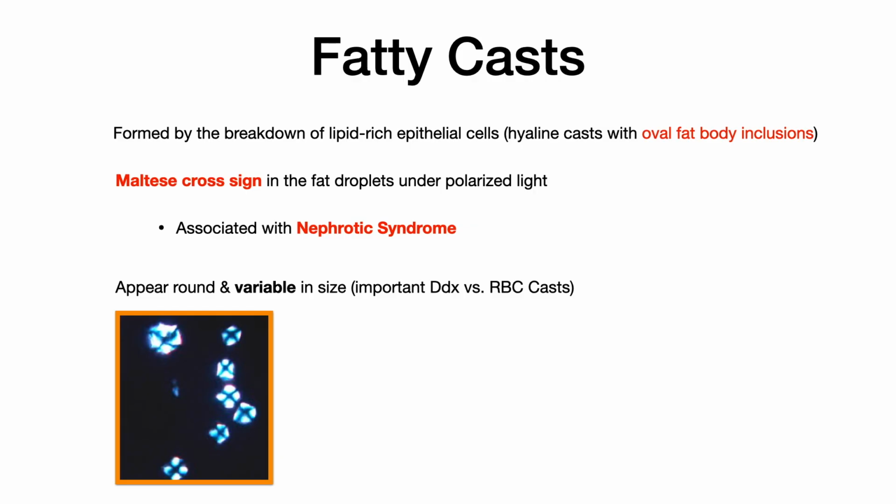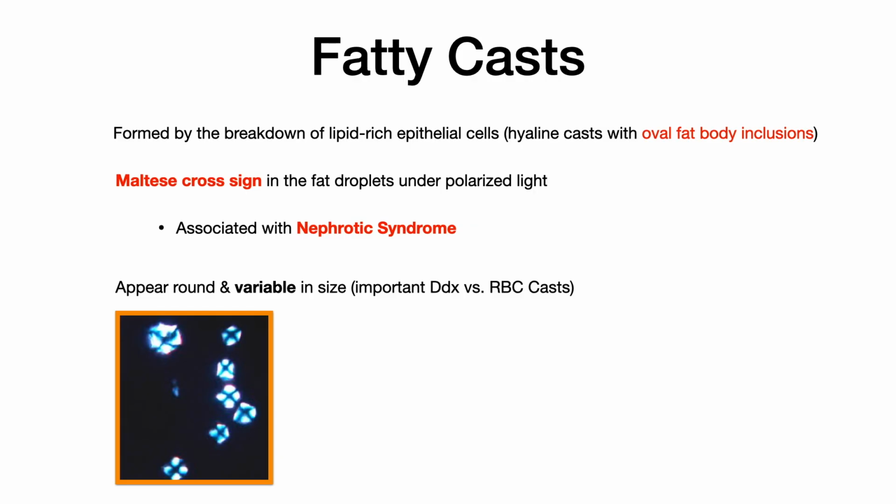So essentially, these are like a hyaline cast that has an oval fat body inclusion. And that buzzword, that oval fat body, that's become very buzzy on exam. So if you see that, that is telling you you're dealing with a fatty cast. Now, the other thing that the exam writer really likes is what's called the Maltese cross sign.